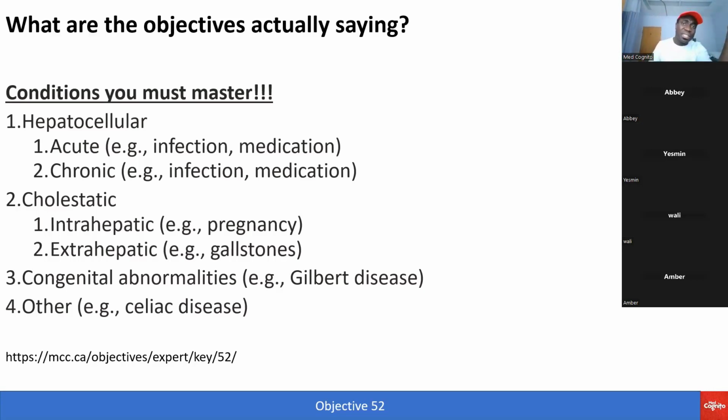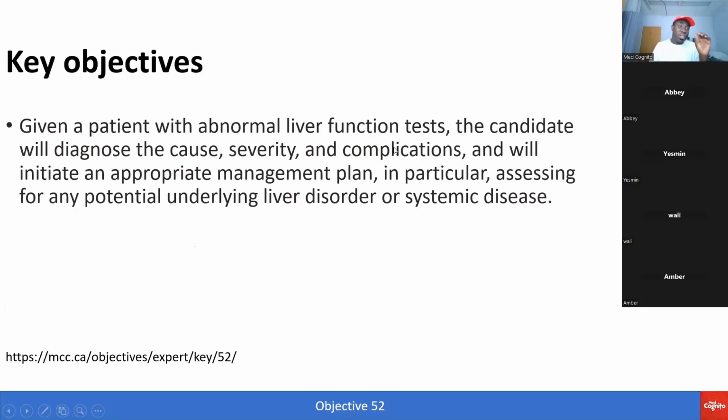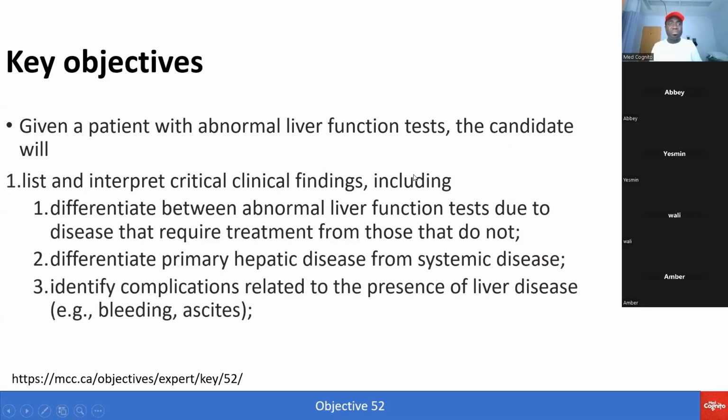Other conditions which you must master will be celiac disease and abnormal liver function tests. If you're able to master these, I think you are good. So the key objective here is that, given a patient with abnormal liver function tests, the candidate will diagnose the cause, the severity, and the complications, and will initiate an appropriate management plan, in particular assessing for any potential underlying liver disease, liver disorder or systemic disease.